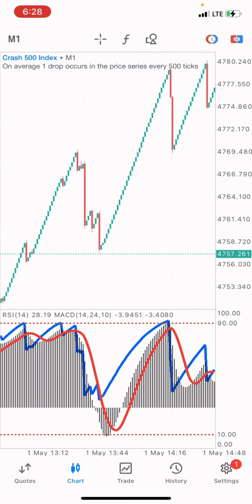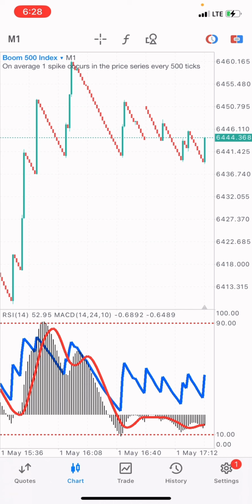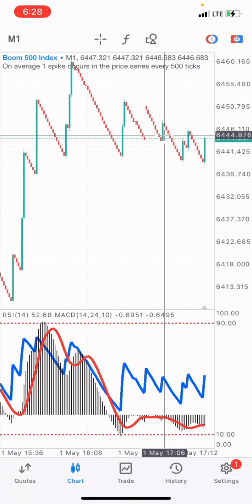So I'm going to check on the Boom 500 index so that we can see if we can get a good and perfect entry position from that point, right? So we'll go over to the Boom 500 index right now using the same setup. So we are on the Boom market.